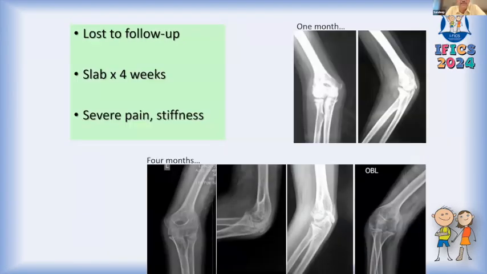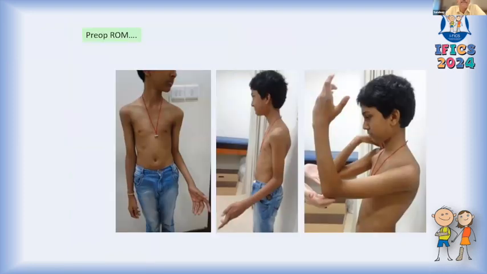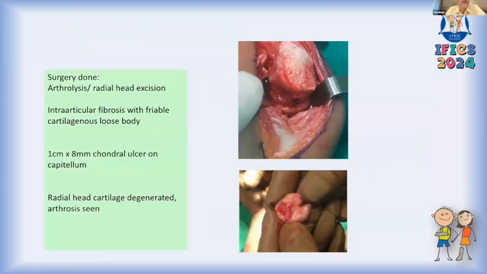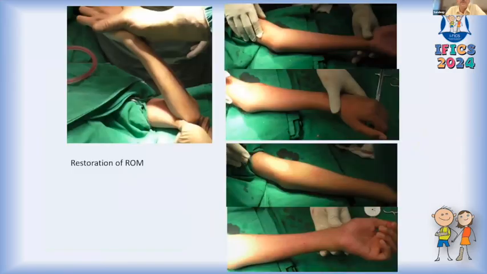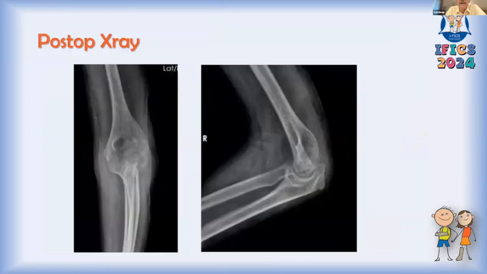I think this was during the COVID times, and he went off and came back 4 months later with a very stiff elbow. And this is how he came, with a flexion deformity of about 50 degrees with further flexion to about 90. And at surgery, when we opened him, we found that the radial head had significant cartilage damage, and we had to excise the radial head, as well as there was a chondral ulcer on the capitulum. Both were degenerated, and there was arthrosis with stiffness and pain. So we removed the radial head and the fragment, and ultimately had to do a radial head excision.